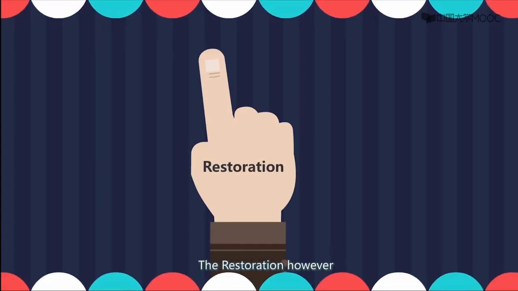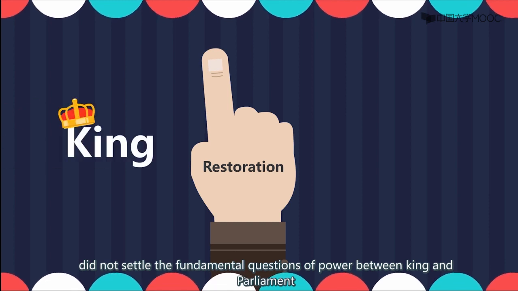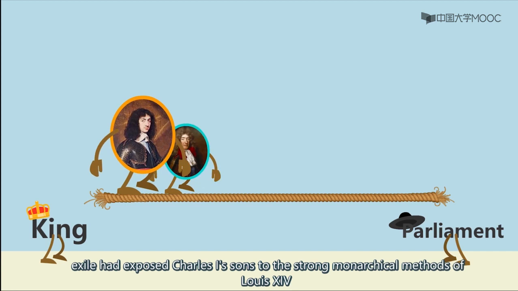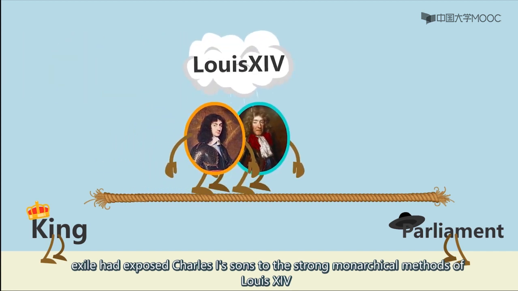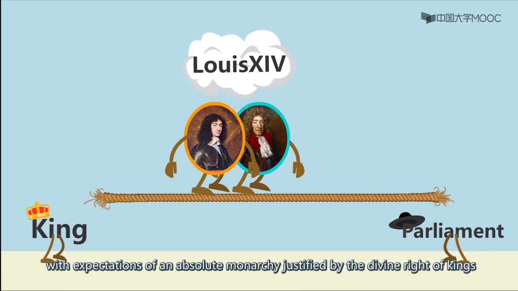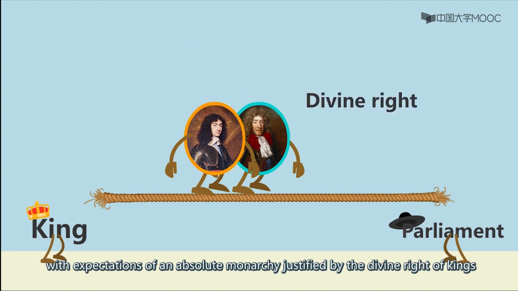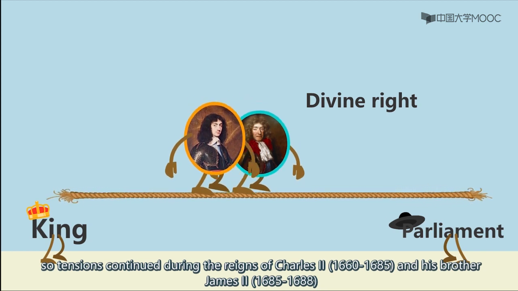The Restoration, however, did not settle the fundamental question of power between king and parliament. Indeed, exile had exposed Charles I's son to the strong monarchical methods of Louis XIV. Charles and James returned to Britain with expectations of an absolute monarchy justified by the divine right of kings, so tensions continued during the reigns of Charles II and his brother James II.